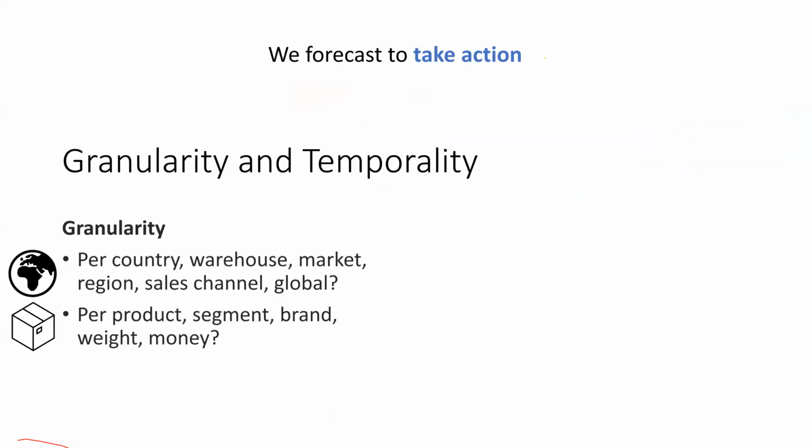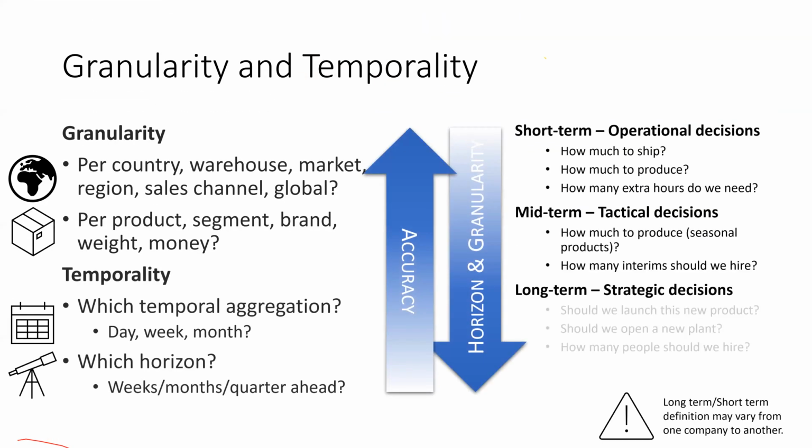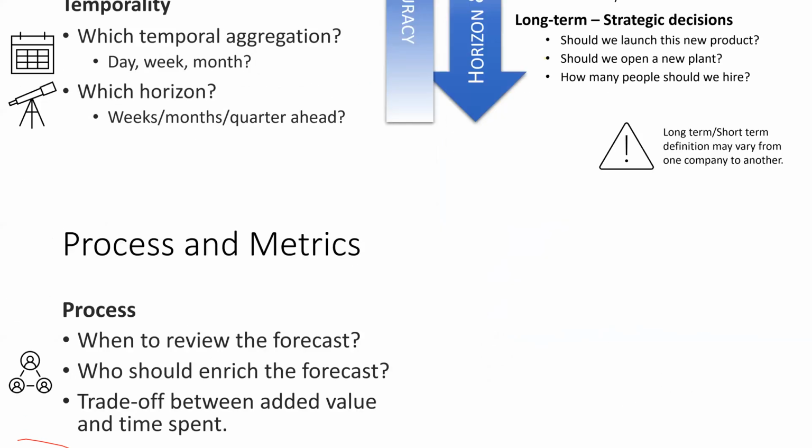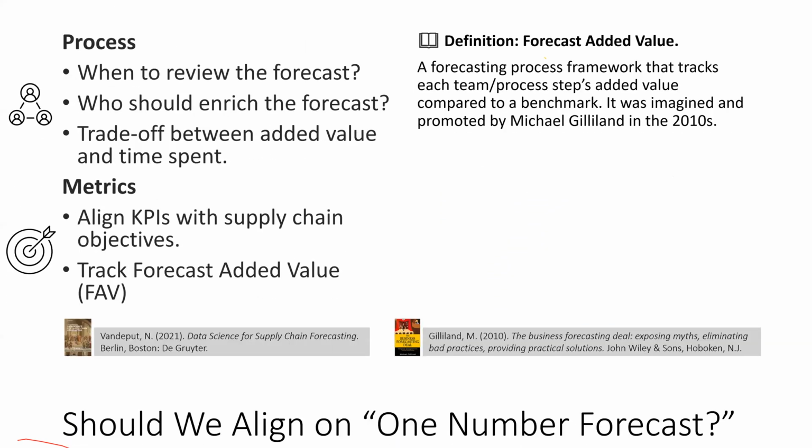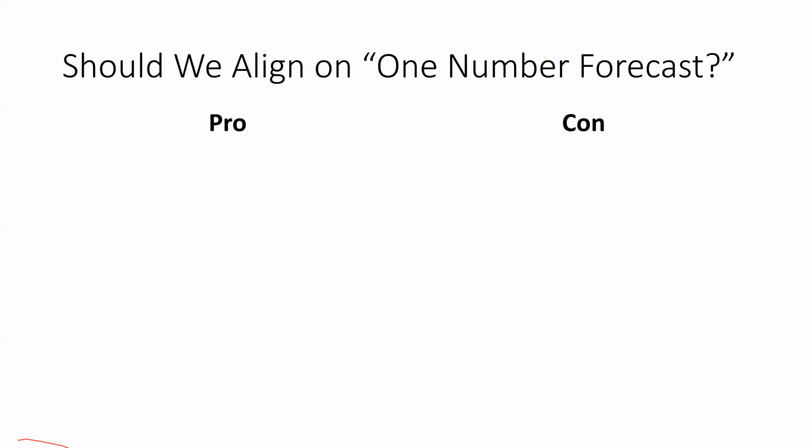My question for you is, can you note down in the chat the pro and con of doing such a thing? Again, the one number forecast, the idea is that everyone in your organization, in your supply chain, is going to share the exact same forecast. Can you just type some ideas you have on, is this a good thing, a bad thing?